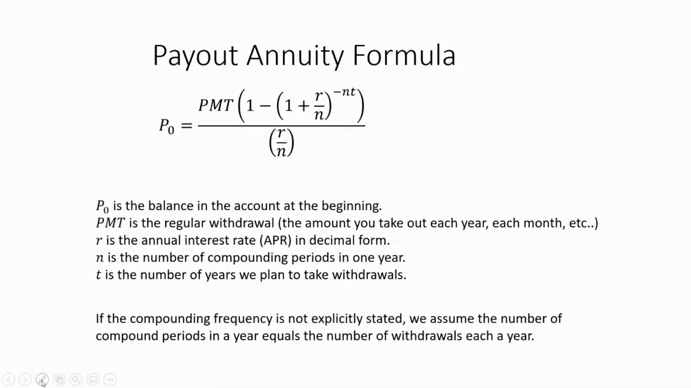Now, there is a formula for it. We're making the same assumptions as with a savings annuity. This is the formula you would use. PMT, again, is the regular withdrawal here: how much you're taking out regularly each year, each month, whatever. Maybe even each day, I don't know if people do that or not. P0 is the balance at the beginning, the initial amount.